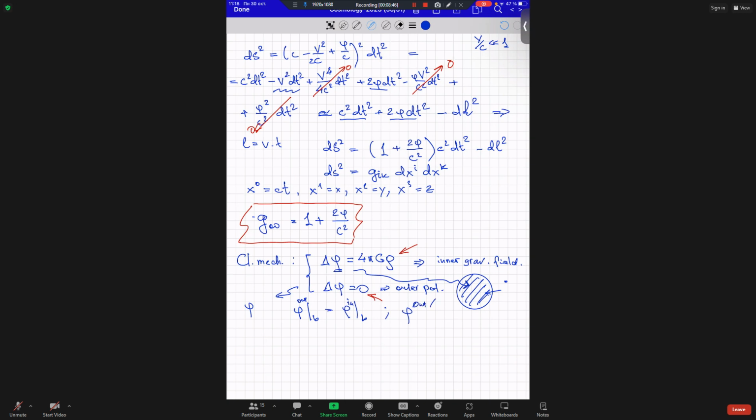Outer derivative b phi in derivative b. So this function coincides with the gravitational potential of the body, and this is in classical mechanics. So now it's just to remind you why we speak about the Poisson equation.